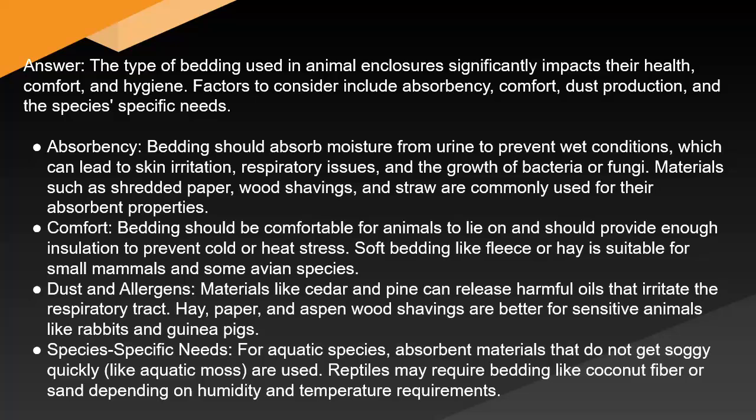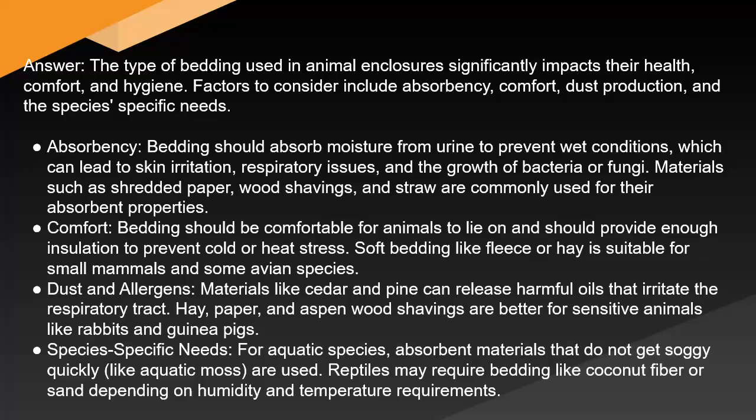Absorbency. Bedding should absorb moisture from urine to prevent wet conditions, which can lead to skin irritation, respiratory issues, and the growth of bacteria or fungi. Materials such as shredded paper, wood shavings, and straw are commonly used for their absorbent properties. Comfort. Bedding should be comfortable for animals to lie on and should provide enough insulation to prevent cold or heat stress. Soft bedding like fleece or hay is suitable for small mammals and some avian species.